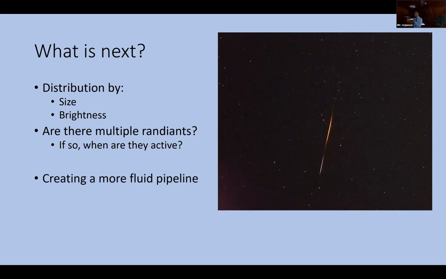We of course have to make something which is easier to use, because sitting down in front of a screen for 11 hours is not the definition of fun I would use. So we have to create a more fluid pipeline, and we haven't really touched the DMP and the All Sky 7. So there is raw data also there to use and to analyze.